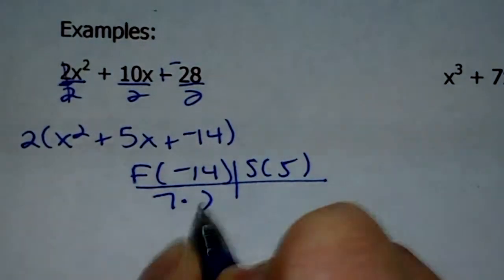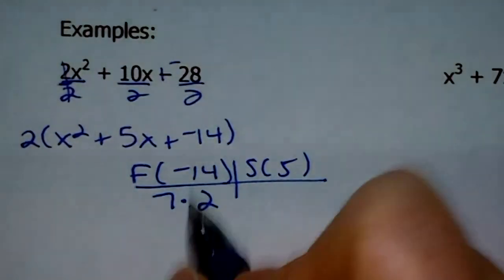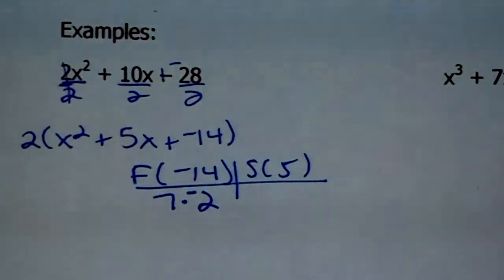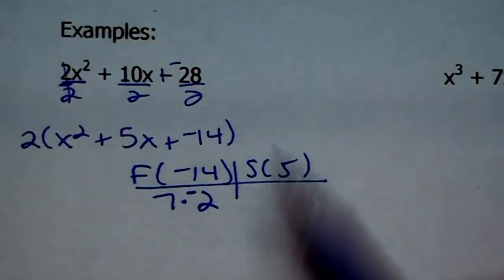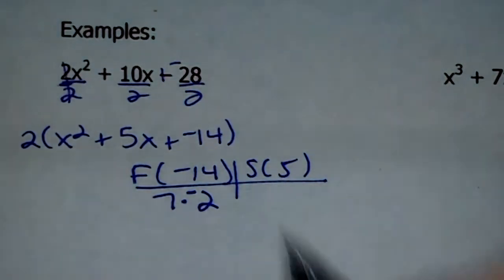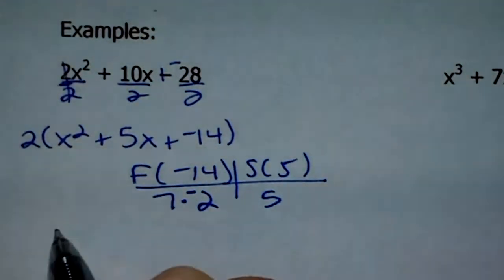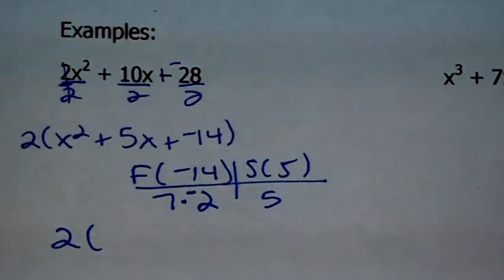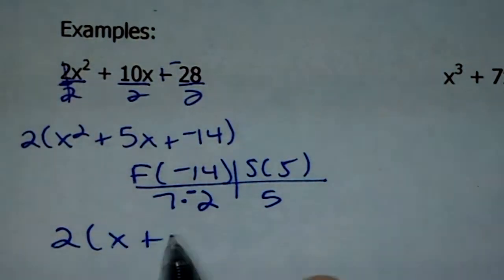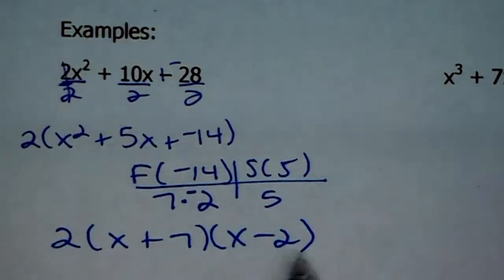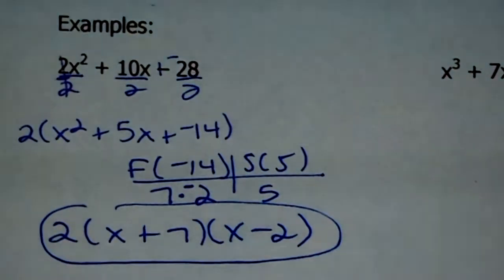So 7 times 2 is 14, right? 7 plus negative 2 is a positive 5. The negative has to go with the 2 because if it went with the 7, I'd get the sum of a negative 5, and that's not going to work. I need a 5. So factored form, don't forget about your little mosquito 2, and we have a positive 7, and we have a negative 2, and that would be the factored form.